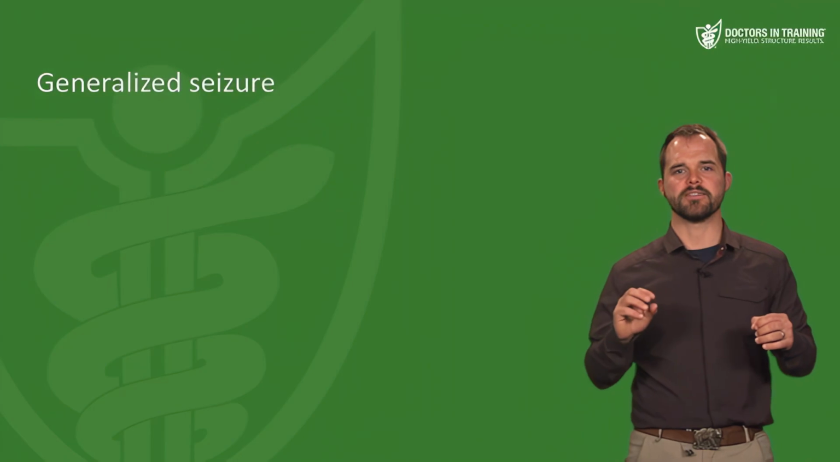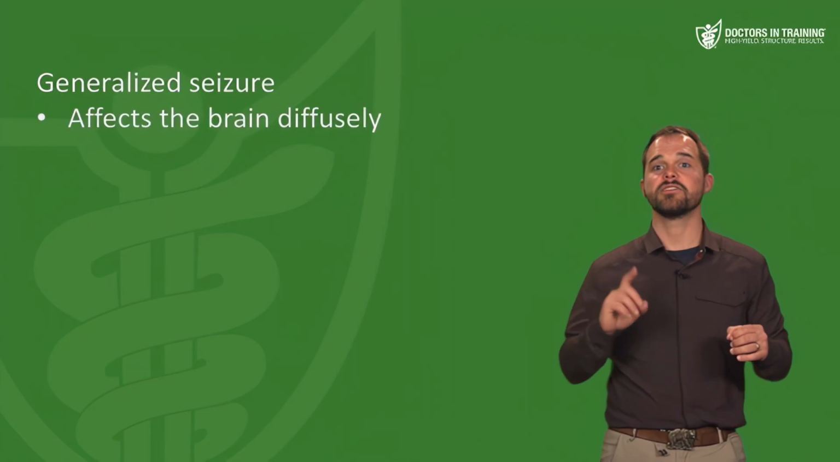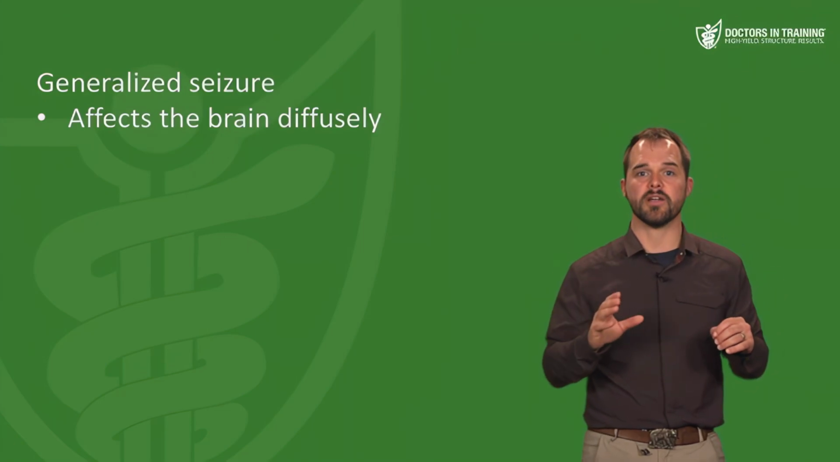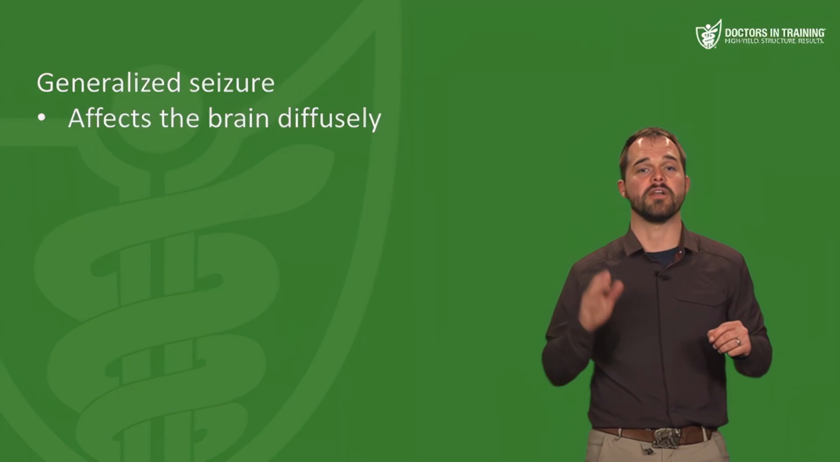So what about a generalized seizure? Generalized seizures affect the whole brain diffusely. They can start as a partial seizure and then can generalize. And most seizures do start out in the temporal lobe and then generalize to the rest of the brain if it's going to generalize at all.